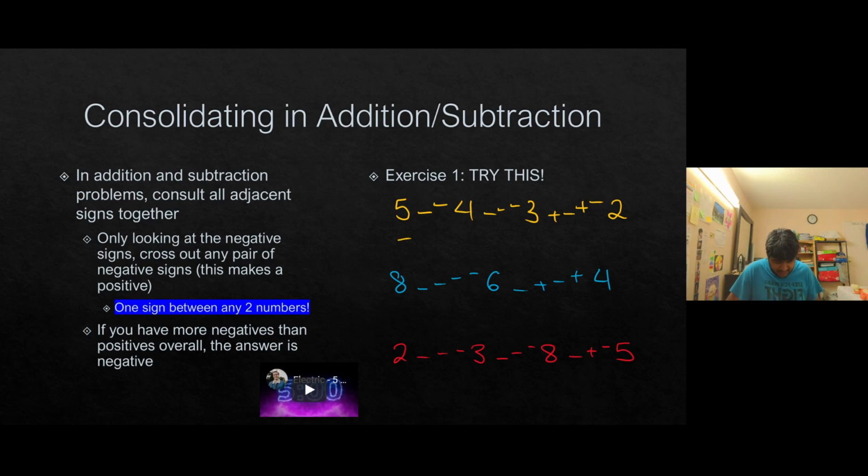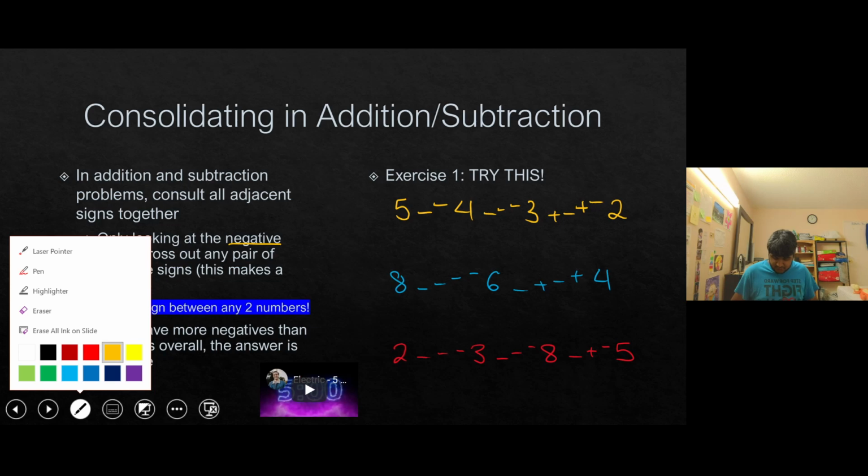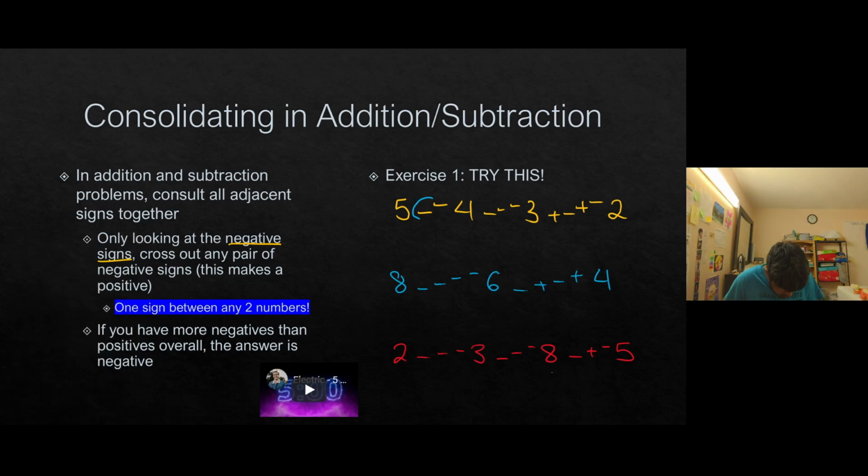So first off here we have 5 minus 4 minus 3 plus minus 2. So again, the first step is to only consider the negative signs, right? We only look at the negative signs because the positive signs, no matter what, give us a positive answer anyway. And so in looking at the negative signs here, we have these three groups, right? I'm going to use a different color just to show you the groups here. So we have this group, we have this group, and we have this group, right? And we're going to end up having one sign for each of these three groups.